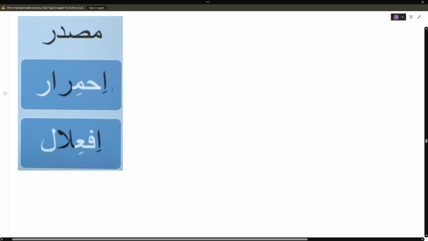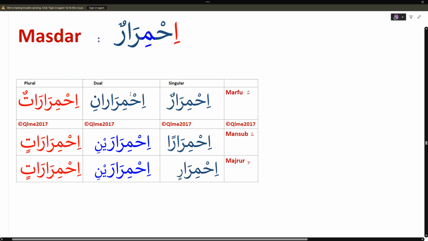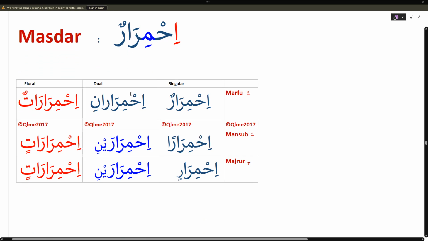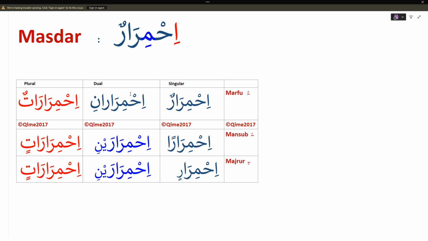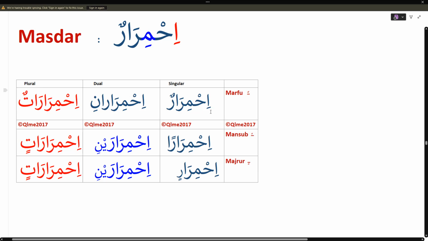And the masdar follows the if'ilalun pattern. So it becomes ihmirarun. This is unique since the alif is not after the ain kalima but interposed between the two lam kalimatain. Okay, so the masdar chart is ihmirarun, ihmiraran, ihmirarin, ihmirarani, ihmiraraini, ihmiraraini, ihmiraratun, ihmiraratin, ihmiraratin.